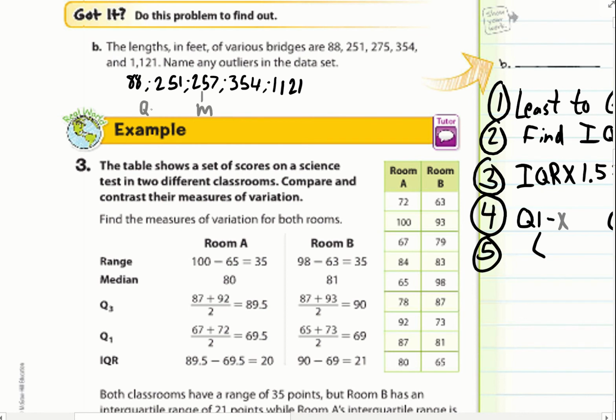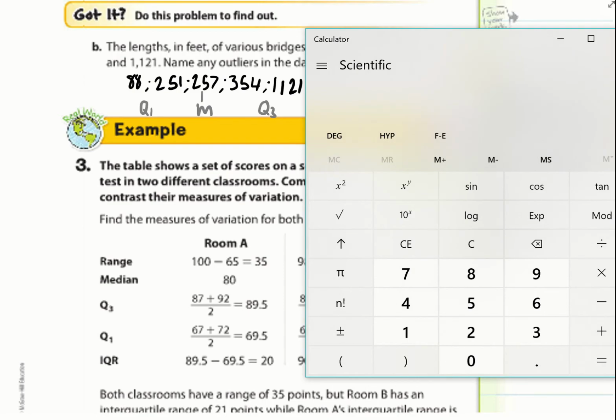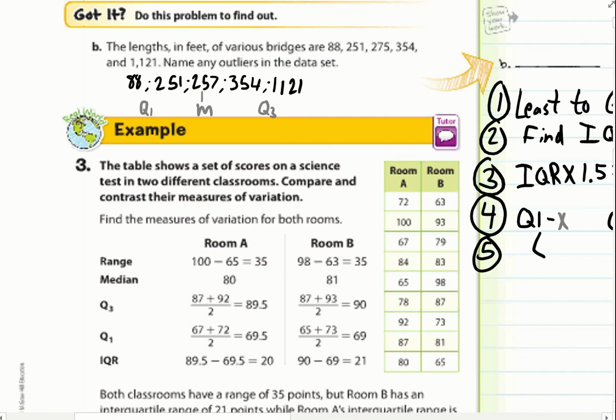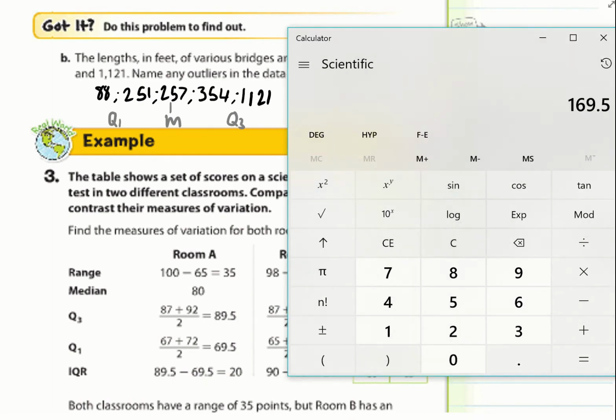So my Q1 is going to be the number in between 88 and 251. And my Q3 is going to be in between 354 and 1,121. So we're going to have to do some calculations. The number that is in the middle of 88 and 251, and then divide that by 2, is 169.5. So my Q1 equals 169.5. My Q3 equals the number in between 354 and 1,121, divide that by 2, 737.5.